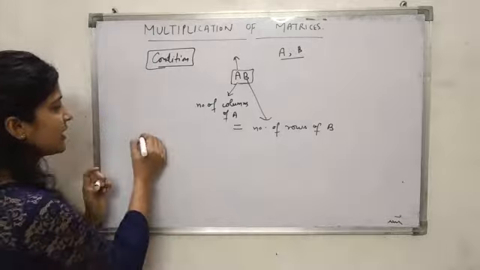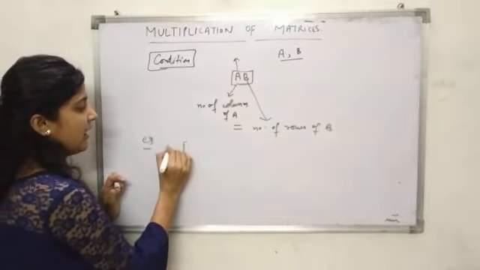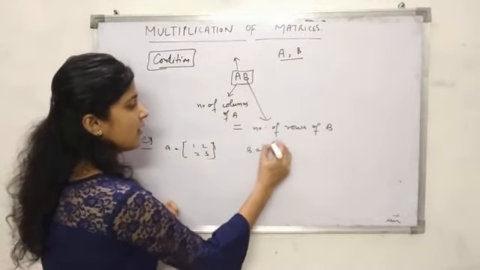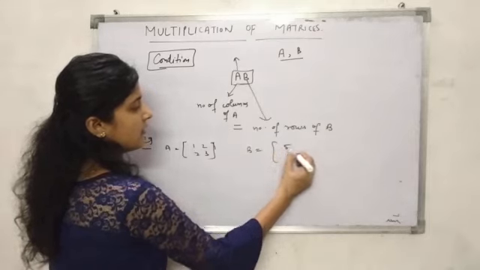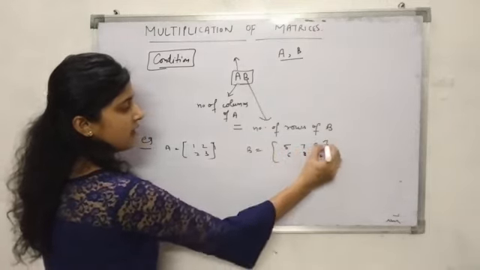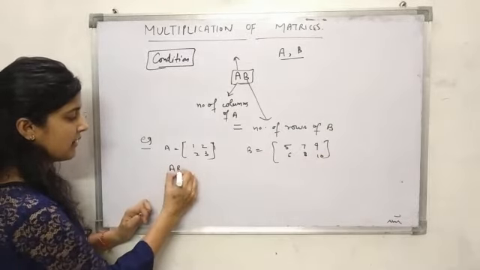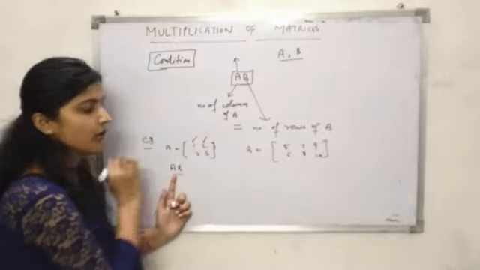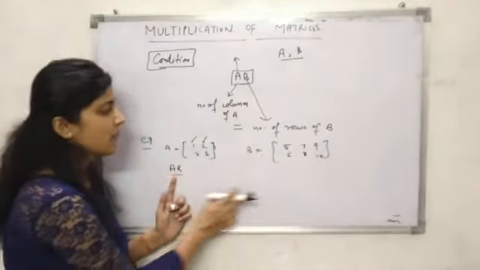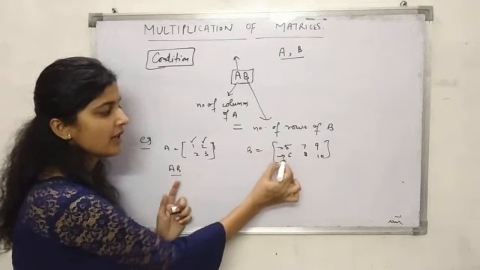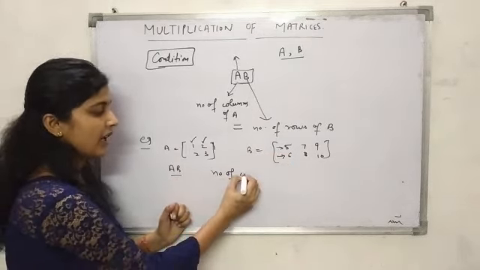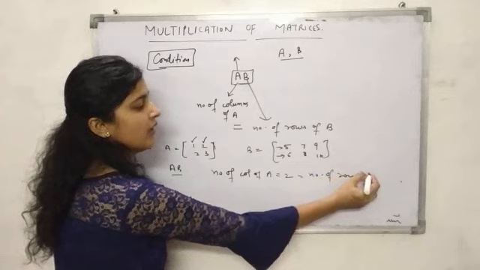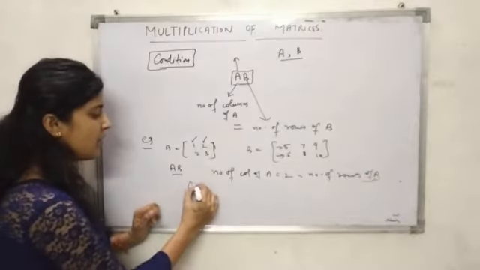Clear? For example, suppose A is 1, 2, 2, 3 and B is 5, 6, 7, 8, 9, 10. We are to find AB. Now for AB, the number of columns of A, that is 2, should be equal to the number of rows of B. The number of rows of B is 2. So the number of columns of A, 2, is the same as the number of rows of B. So AB is defined.